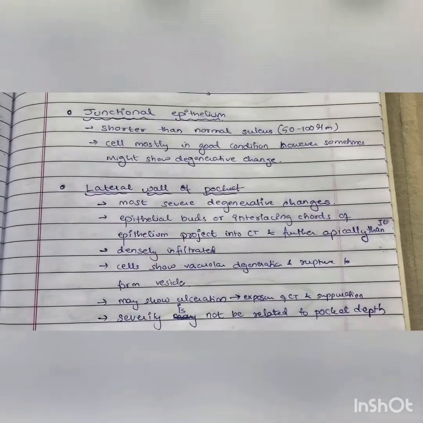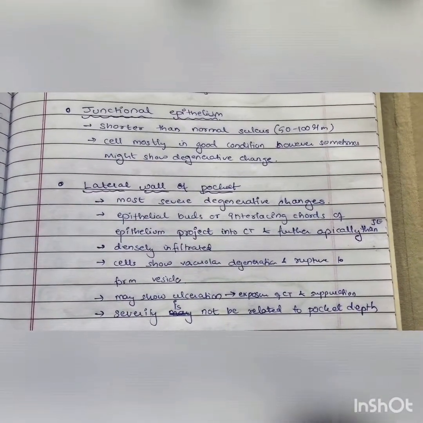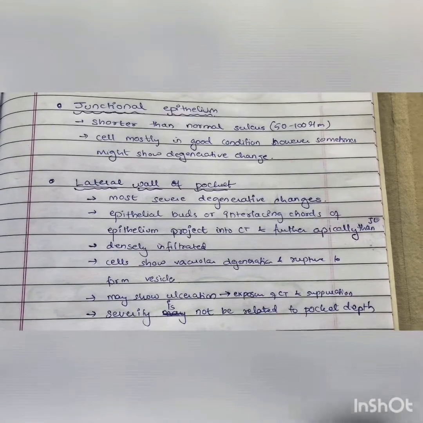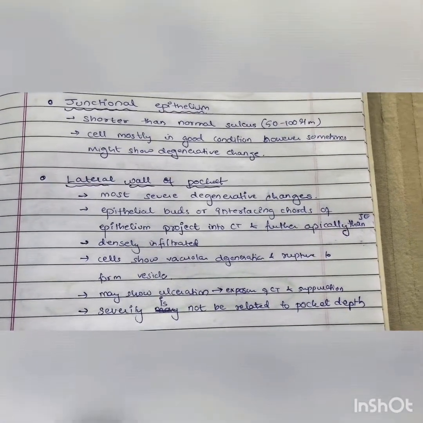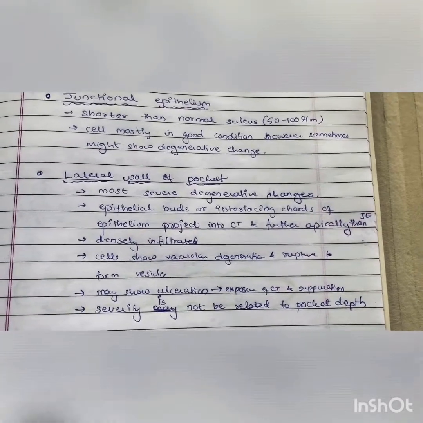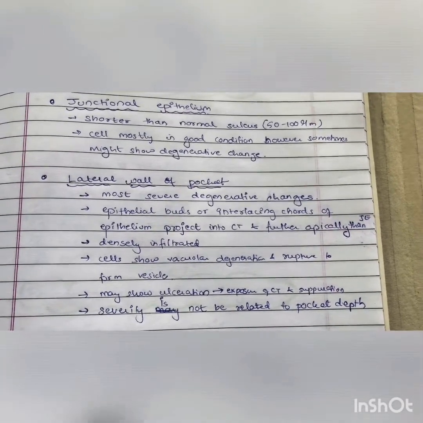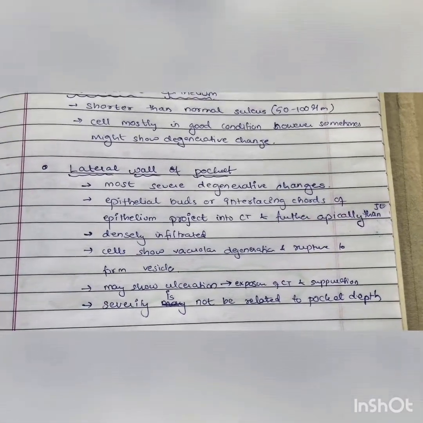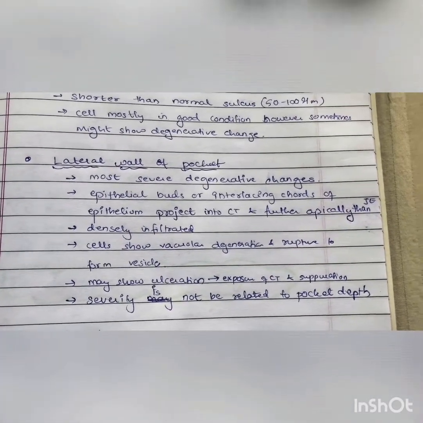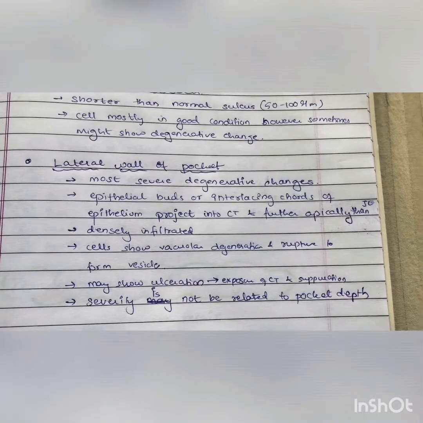The lateral wall changes are the most severe degenerative change. In the junctional epithelium, you see the width becomes shorter than the normal sulcus, and the cells are mostly in good condition. However, sometimes you do see some degenerative changes. Whenever there is degeneration of the junctional epithelium, there is no further pocket formation till the cells become viable. Lateral wall of pocket shows the most severe degenerative changes.